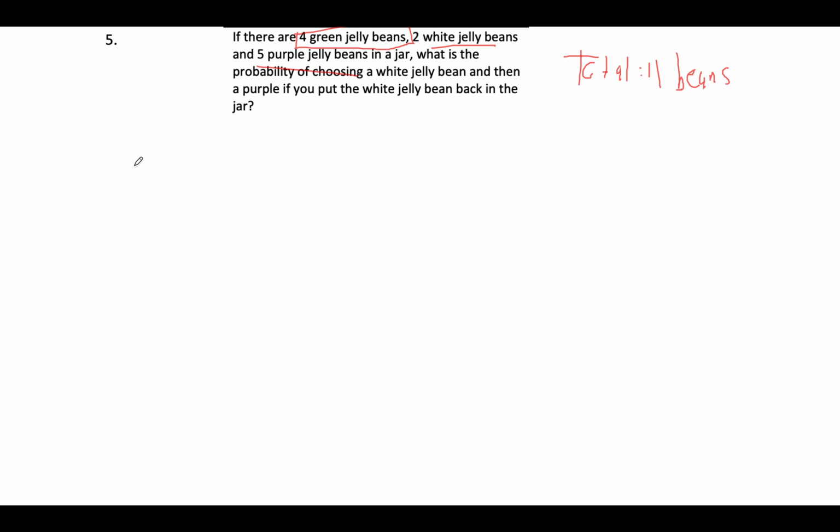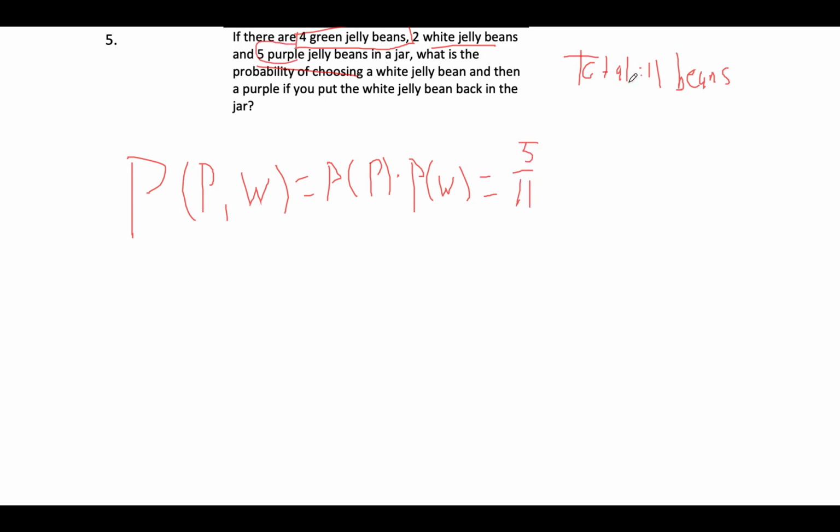So we are going to be replacing here. So for the probability of purple, then white, we're going to multiply these two together. The probability of pulling out a purple jelly bean, then multiply that by the probability of pulling out a white jelly bean. So the probability of purple is going to be 5 over 11, because we have 5 purple jelly beans and 11 total jelly beans. We're going to multiply that by the probability of pulling out a white jelly bean, which is going to be 2 white jelly beans, and we replaced it, so there's still going to be 11 jelly beans in the jar. Multiply these two together, we get 5 times 2 is 10, 11 times 11 is 121. We can't simplify that, so our fraction is going to be 10 over 121 is the probability of pulling out a purple jelly bean and then a white jelly bean.